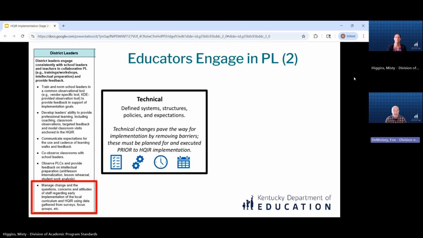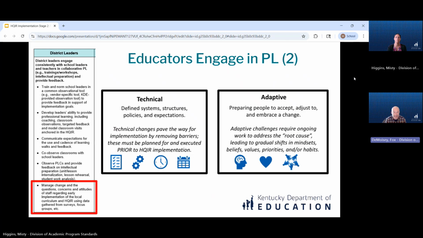Technical challenges are those that pertain to defined systems, structures, policies, and expectations. They are more clearly defined problems, and using expertise to address them removes certain more concrete or limited barriers. Within HQR implementation, these should be planned for and executed prior to HQIR implementation whenever possible, so addressing those proactively.